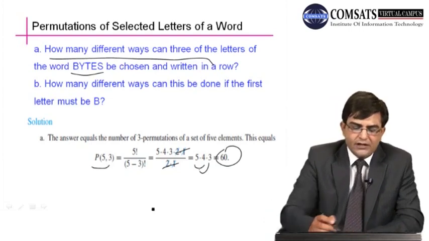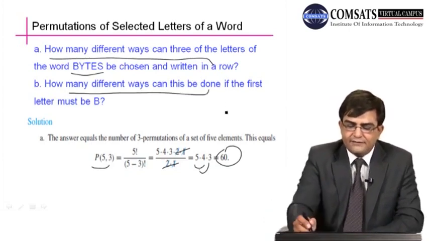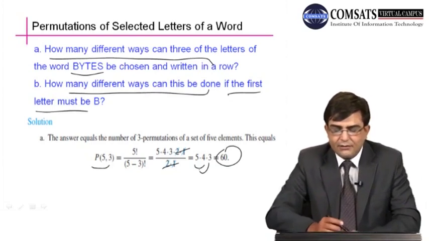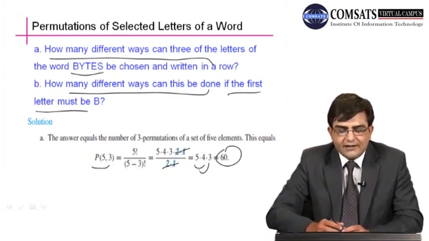The next is how many different ways can this be done if the first letter must be B. So now the first letter B is fixed out of 3 elements.